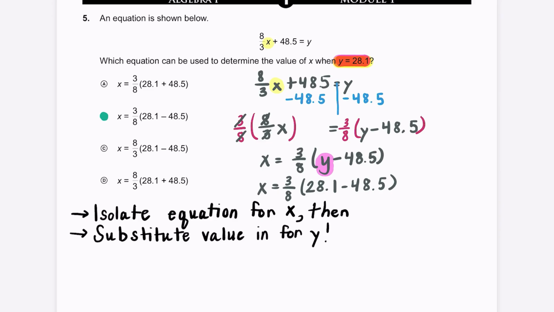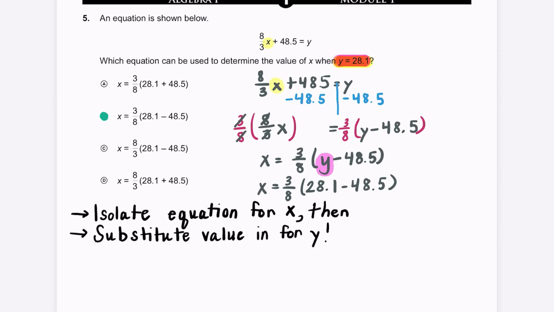It's really easy to mistakenly get A if you didn't know the opposite of addition was to subtract. And it's going to be really easy to get C or D if you think to eliminate the 8/3 that's being multiplied on that left-hand side by multiplying by 8/3, when in reality you need to multiply by the reciprocal.